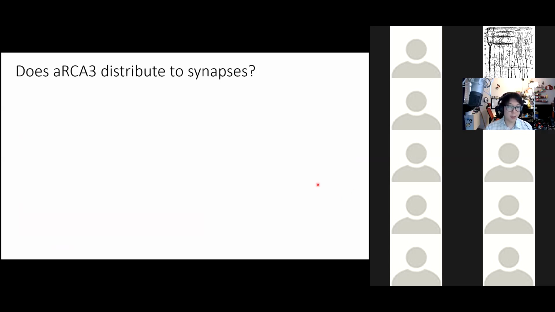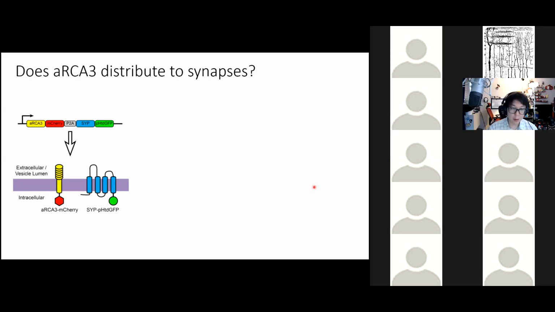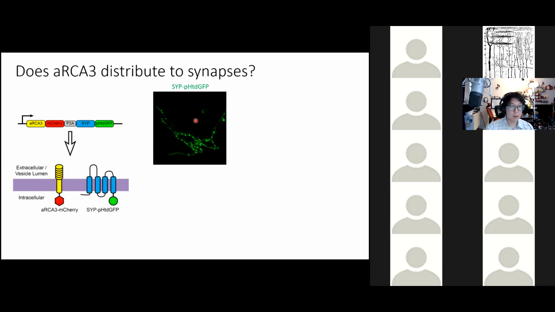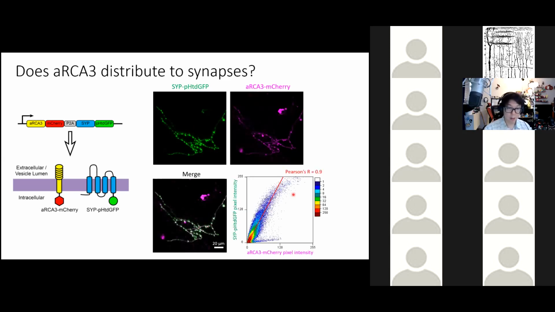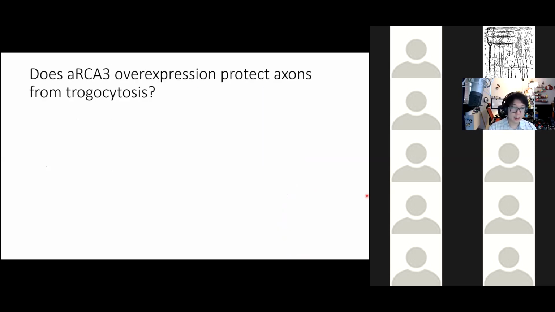We then wanted to know whether or not ARCA3 localizes to the correct cellular compartment to protect synapses from the complement system. To do this, we created a fusion protein where ARCA3 was tagged with mCherry, and this was then co-expressed with synaptophysin pH stable GFP. Synaptophysin distributes to synaptic vesicles and is a marker for synaptic puncta. When we look at the distribution pattern of ARCA3, it has a very similar pattern to that of synaptophysin, so the two are highly colocalized. When we do a colocalization analysis, we find that ARCA3 and synaptophysin pixel intensities are highly correlated, suggesting that ARCA3 distributes to the same cellular compartment as synaptophysin, which we know is a presynaptic marker. So ARCA3 distributes to the correct cellular compartment to protect axons from trogocytosis.